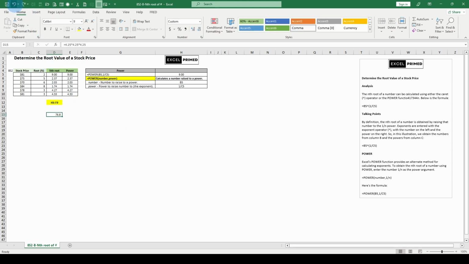I'm going to clear out everything that I just entered. Here's the power. You don't have to do the caret. You can read, well, I think I pretty much covered it. Power calculates the number raised to a power. We've touched on it. Just remember the structure. You got to go 1 divided by.